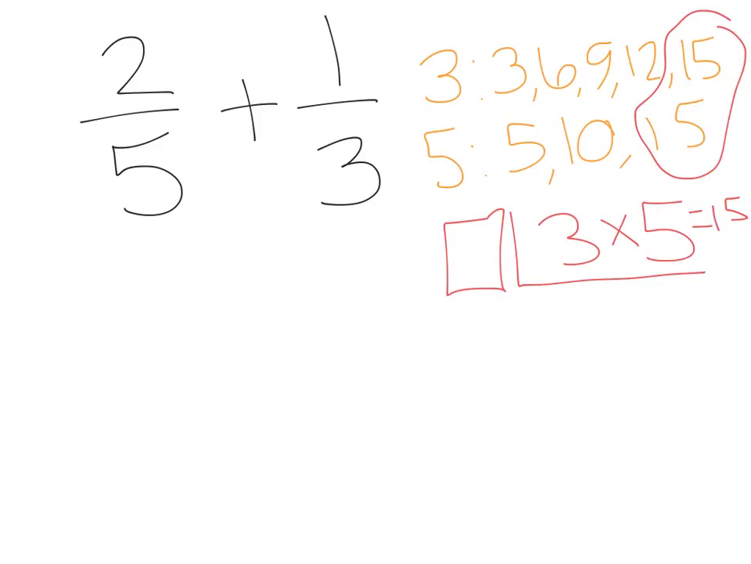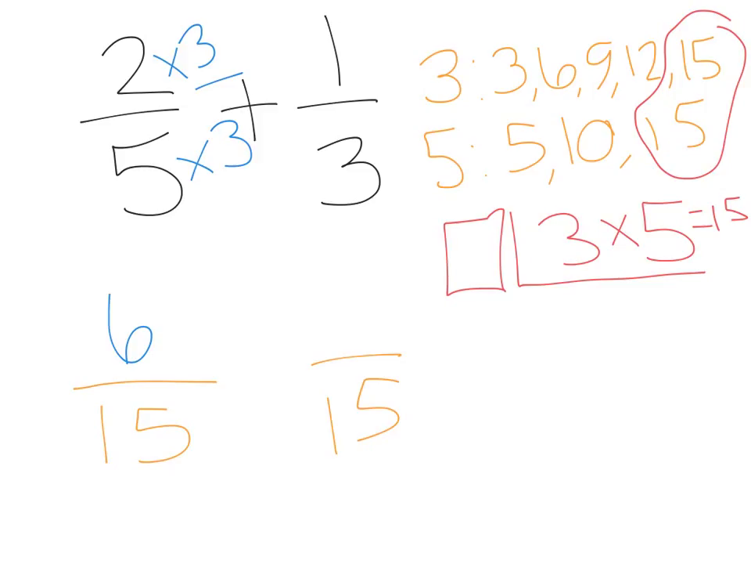So I know that I'm going to have a 15 down here for both of my denominators. And then I'm going to ask myself, okay, how am I getting from a 5 to a 15? Well, 5 times 3 is 15. And again, we're using that property of 1. What we're really doing is multiplying by 1, but we're calling that 1 3/3. So we're keeping that 2/5 equivalent. So my denominator, 5 times 3 is 15, and 2 times 3 is 6.